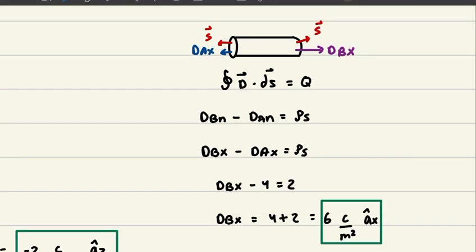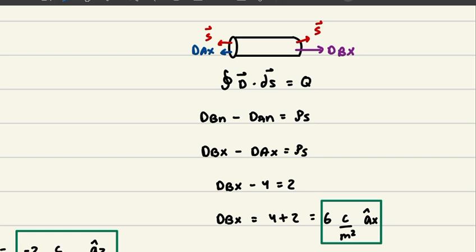Now we find the x component. For the normal component of D, we use a Gaussian pillbox that straddles the surface. The boundary condition for D normal is D sub Bn minus D sub An is equal to the sheet charge, where n is in the direction of the surface normal, which in this case is in the positive x direction from A to B. So we write D sub Bx minus D sub Ax is equal to the sheet charge.